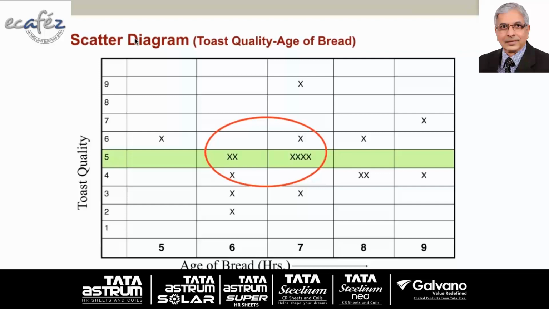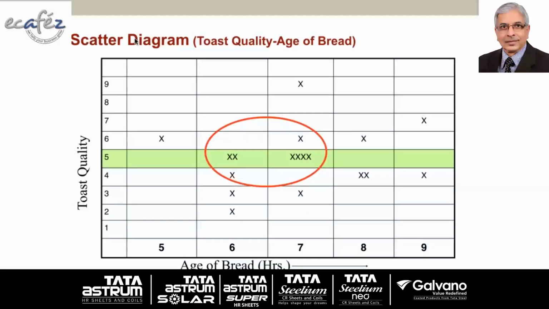Now how can the scatter diagram be used? This is used here to correlate the age of bread and toast quality. You see the age of bread of 5, 6, 7, 8, and 9 hours, which was taken in the experiment. Quality was also taken, and the maximum best quality, the target quality, was number 5. We got maximum quality at 4, 5, 6, and the age of 6, 7 hours. It means if the age of bread is 6 to 7 hours, we get the best quality of toast, as you are seeing in the circle.